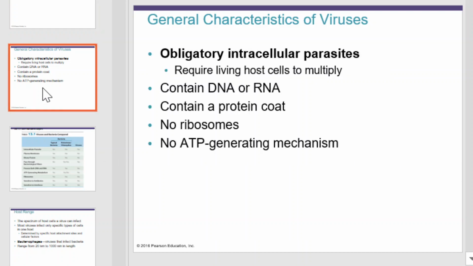The first thing I'd like to do is introduce you to the general characteristics of a virus. Viruses are considered obligatory intracellular parasites, which, simply put, means that they carry on none of life's basic functions outside of a host cell. Viruses contain DNA or RNA, but not both. They contain a protein coat and occasionally a lipid envelope, no ribosomes, and no ATP generating mechanisms.